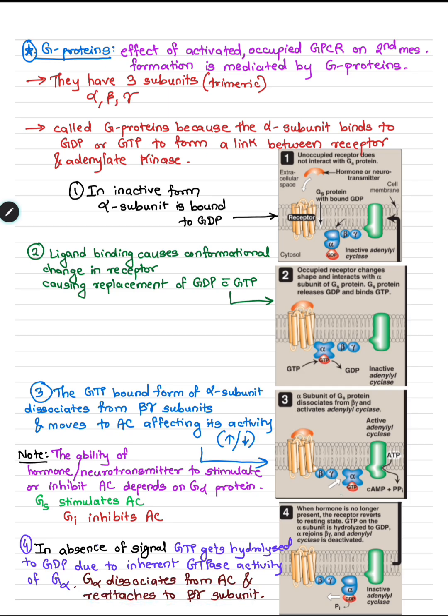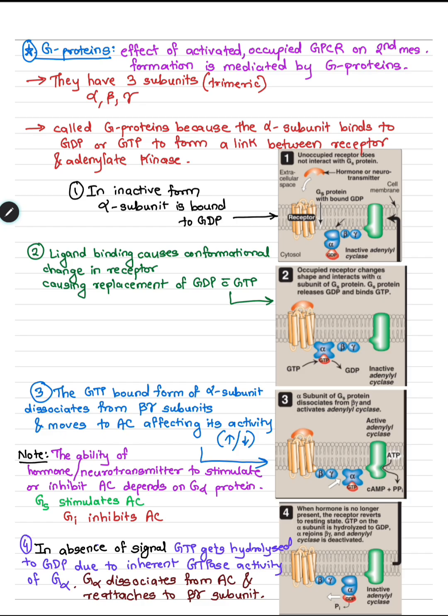So this in the inactive form, GDP is bound to the alpha subunit. When the ligand, hormone or neurotransmitter binds to the external surface, GDP gets replaced by GTP. Then this alpha subunit detaches from beta gamma and goes to adenylate cyclase and either activates or inhibits it. And this alpha subunit has inherent GTPase activity. So after some time, this GTP by itself it cleaves to GDP. And when it gets cleaved to GDP, this alpha subunit goes and binds to beta gamma subunit. And that terminates the action of hormone or neurotransmitter.